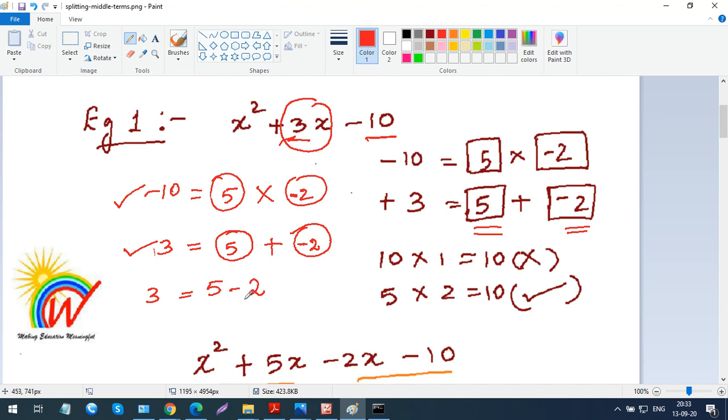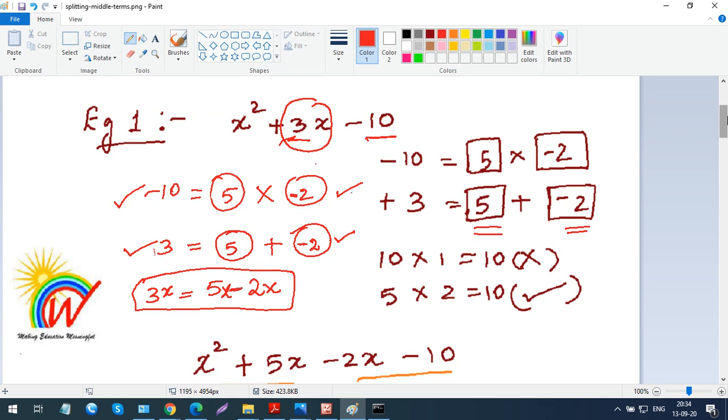Why? Because I have found out that 5 minus 2 is satisfying the minus 10 condition and the 3 condition. So I'll have to choose 5 and minus 2 only. So instead of writing 3, I am going to write 5 and minus 2. But look at the question. The question has got 3x, not just simply 3. So I'll have to put an x in front of the 3 and in front of 5 and in front of 2 also. Understood? So I will be writing 3x as 5x minus 2x. Got it? So now this is how I am going to split the middle term.